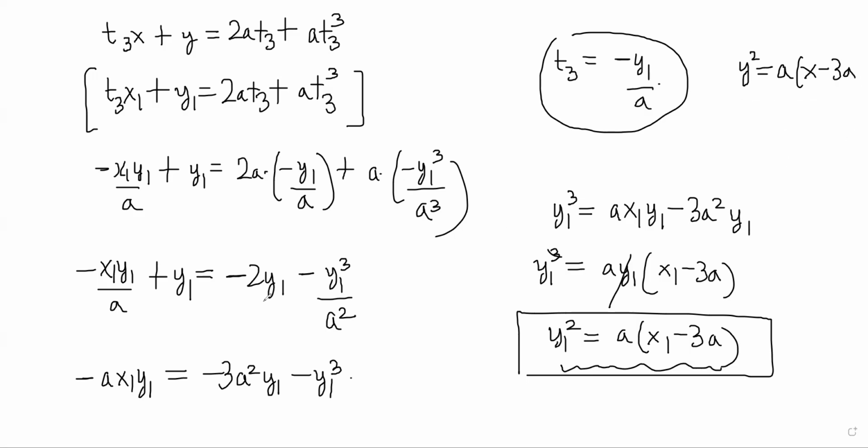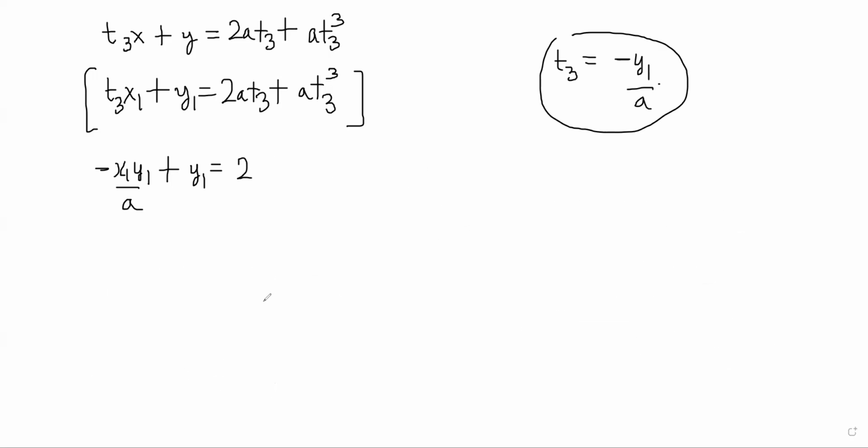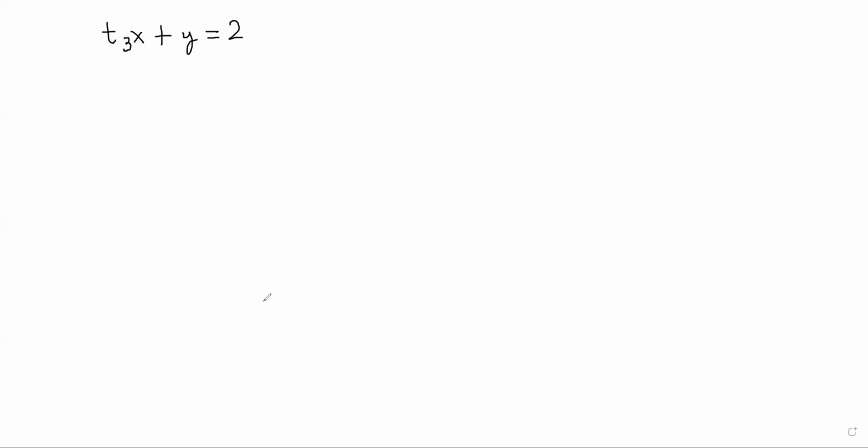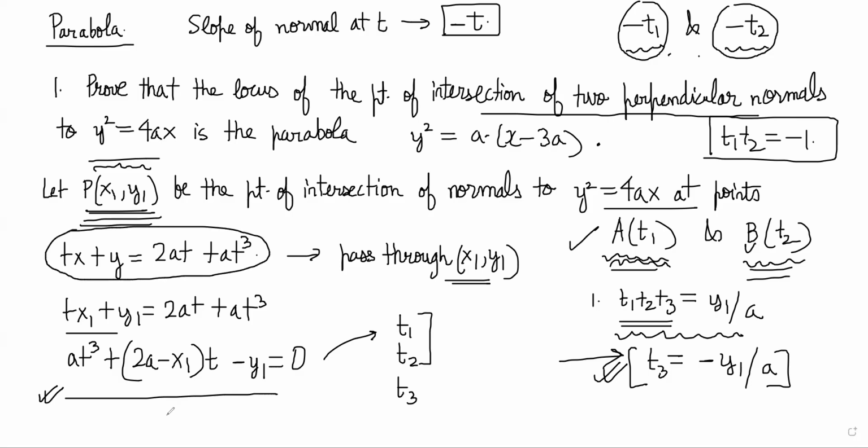So think about what we have done here. I will just go back to the previous screen. What we have done here is the locus of point of intersection of two perpendicular normals. So we said that let this be the point from where two perpendicular normals are being drawn, right? Or this will be the point of intersection of normals where normals at T1 and T2 are being drawn. So the normal equation is satisfied by T1 and T2.